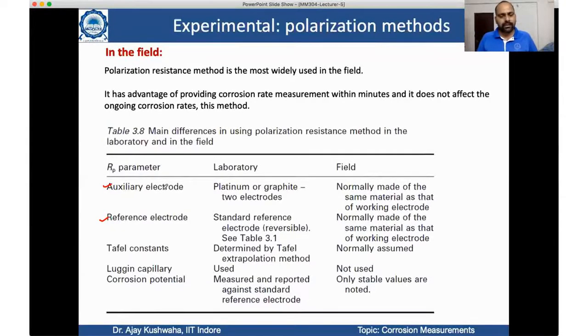Therefore, when we are talking about field testing, we are not doing the Tafel measurement. We are not measuring our own Tafel constant. We basically use the normalized values or the standard values available in the literature for a particular material or condition, right? So here again we are using a normalized value for the Tafel constant.